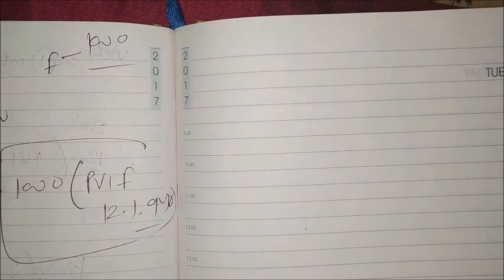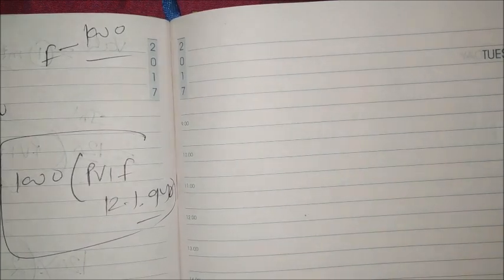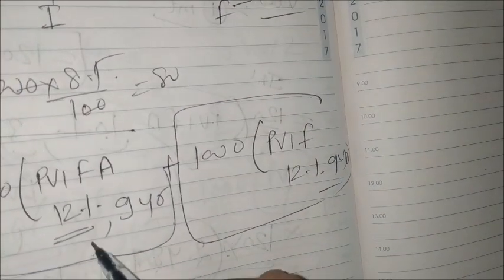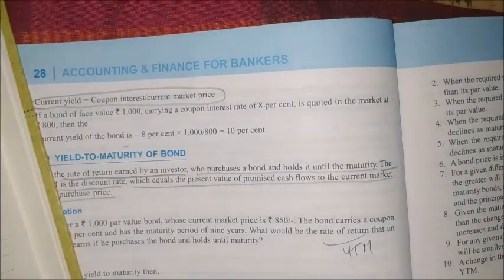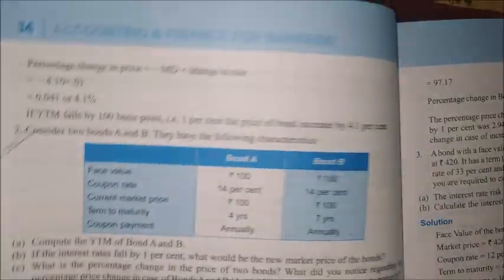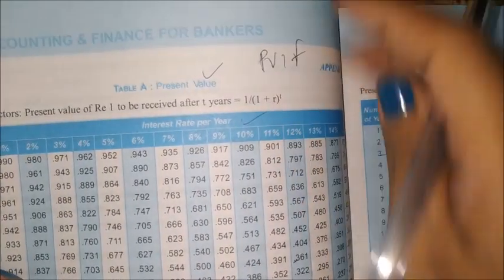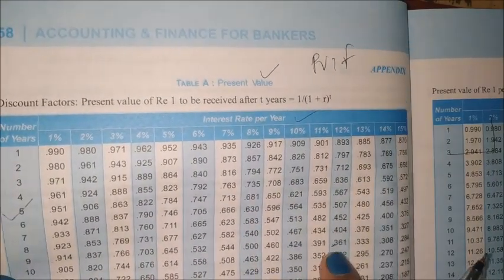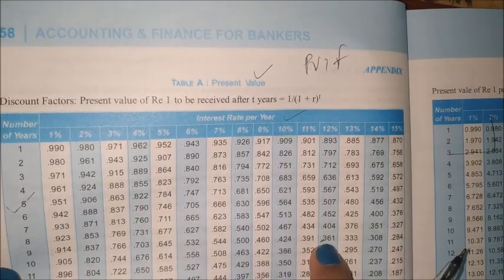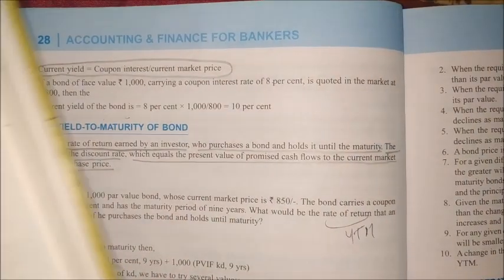So this value is 5.328. Like this I have to see 12%, 9 year PVIF. Okay, PVIF 12%, 9 year. PVIF table, 12%, 9 year. This is 12%, this is 9 year. Where it is intersecting? 0.361. Okay, 0.361.